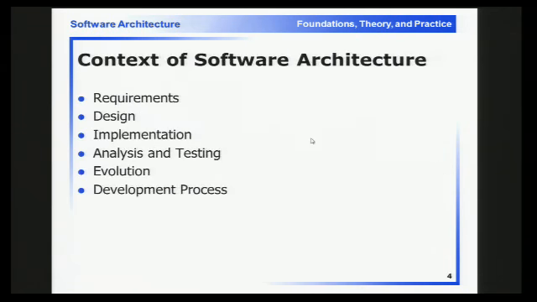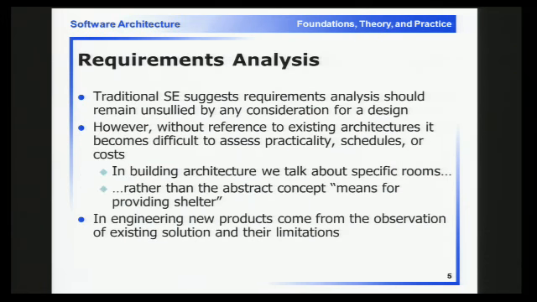So we are going to put architecture in the context of different development activities, such as requirements acquisition, design, implementation, analysis, testing, and evolution after the system is delivered, and we're going to summarize it as an entire picture of the development process. So what kind of role does software architecture play in the requirements phase?